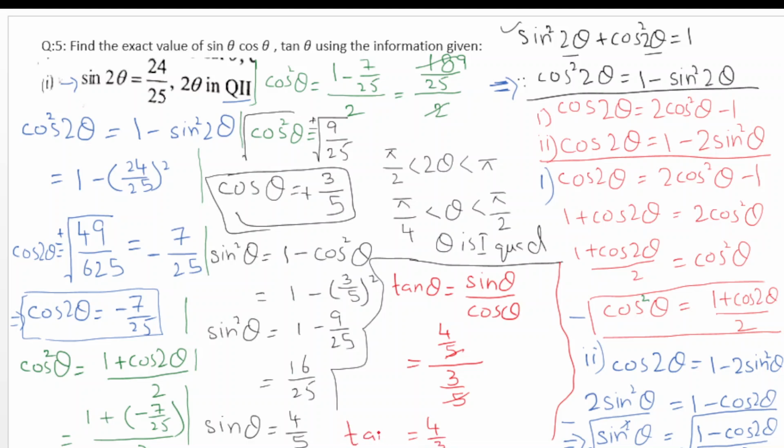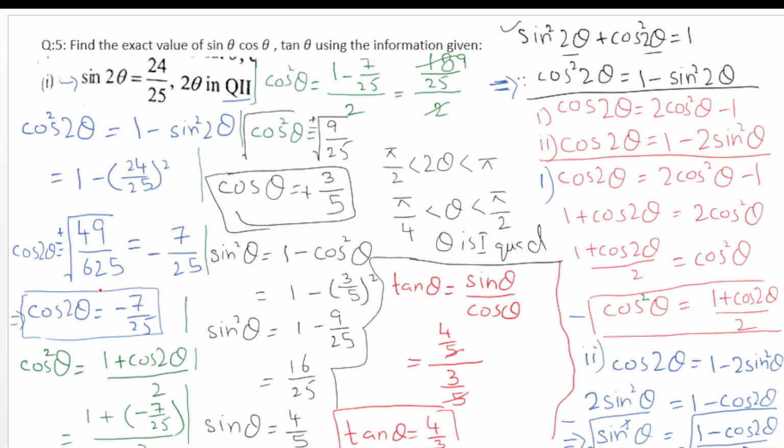So we have found all of sine theta, cos theta, and tan theta as given to us. That is cos theta, and that one is the sine theta, and the last we already did about the tan theta. Hope you understand this. In the next question, you will find the new video.